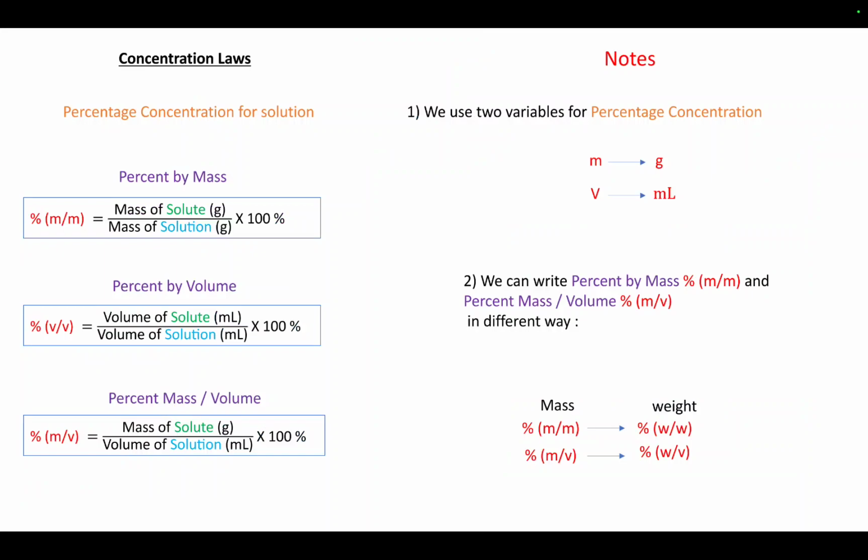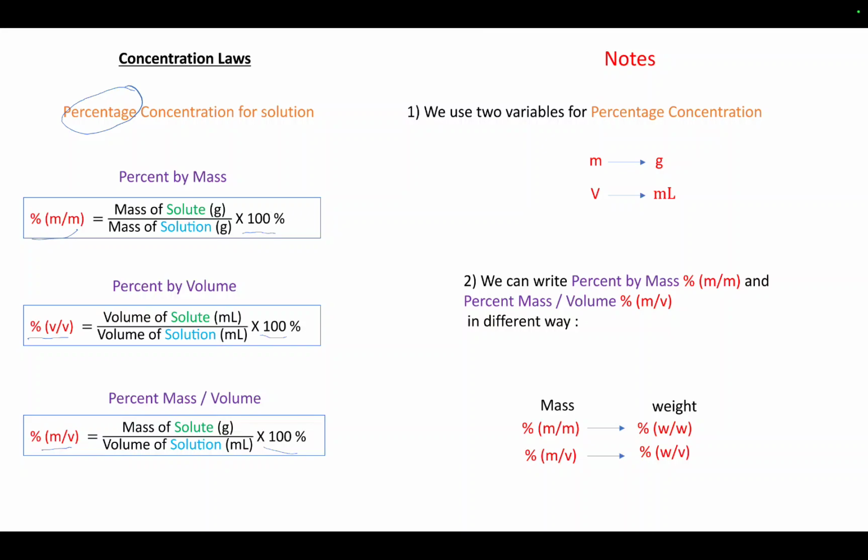Percent concentration for solution, we have three laws: percent by mass, which is symbolized by m over m percent, by volume, v over v percent, and percent mass by volume, m over v percent. And we can see that at the end of each law we need to multiply by 100%, because here we want to find the percentage, the result in percentage unit. That is why we use 100%.